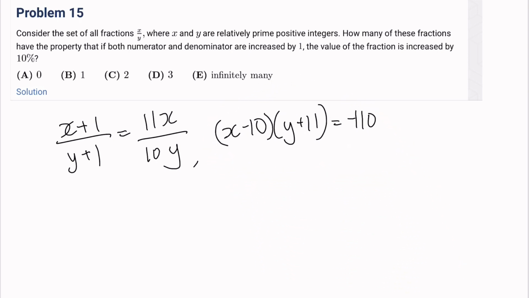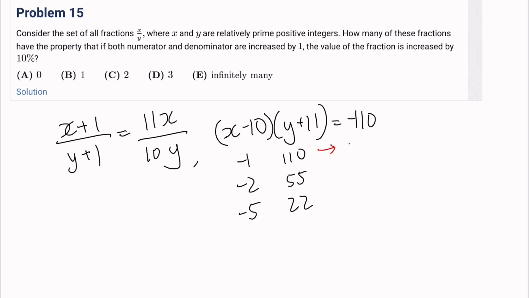And so let's now put this up like that. And so how many of these fractions have this property? Okay, so what values can x and y take? And x and y have to be relatively prime positive integers, right? And so x minus 10 can be negative 1, and y plus 11 can be 110. x minus 10 can be negative 2, and y plus 11 can be 55. Or x minus 10 can be negative 5, and y plus 11 can be 22. But x minus 10 can't be negative 10 because then x would be 0, right? So okay, these are all the x minus 10 and y plus 11 values that we have.